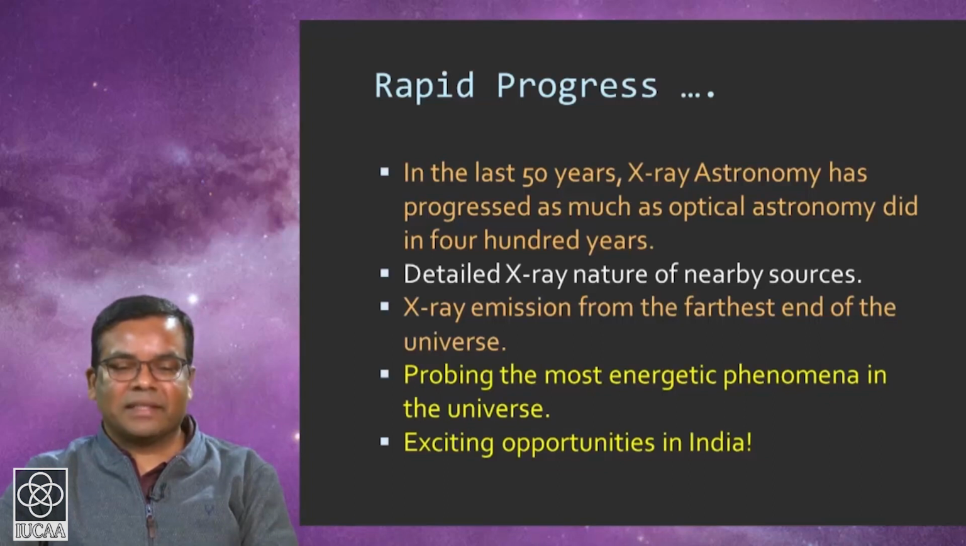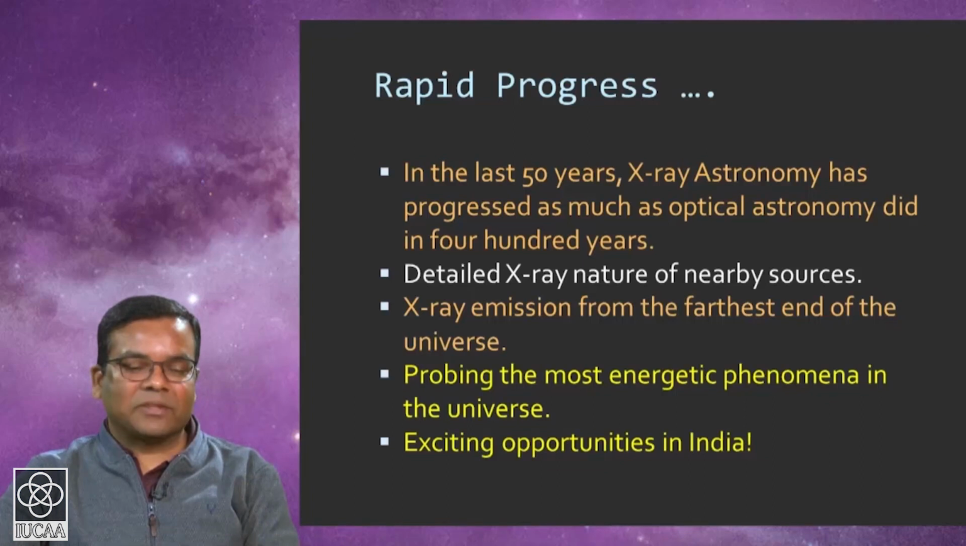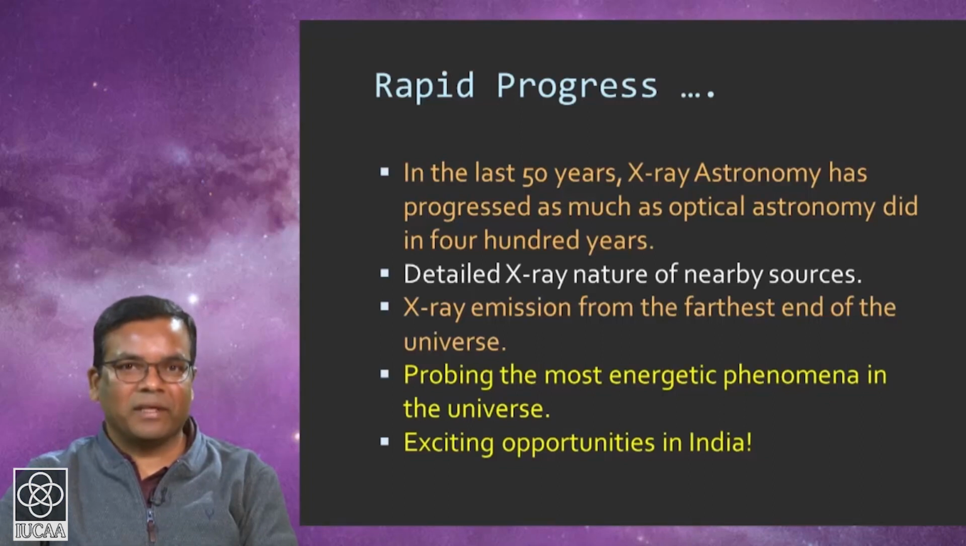Using the most advanced X-ray satellites, it has been possible to make a detailed study of cosmic X-ray sources and their nature. Now, it is possible to detect X-ray emission from the farthest reaches of the universe, and therefore contribute significantly to cosmology as well. X-ray astronomy is probing the most energetic phenomena in the universe. Without X-ray astronomy or gamma ray astronomy, it would not have been possible to study such energetic phenomena. And with the AstroSat mission, India has exciting opportunities locally.